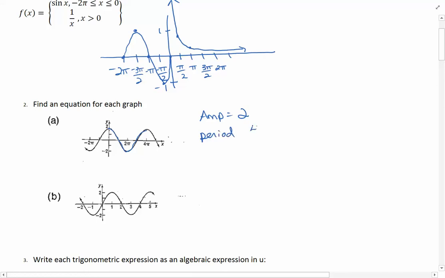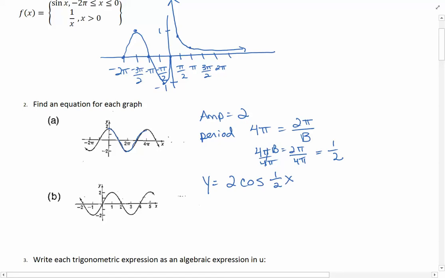is 4 pi. And the formula for the period is 2 pi over b. So you can cross multiply to solve for b here. So you get 4 pi b is equal to 2 pi. Then you divide both sides by 4 pi. And you find that b is equal to 1/2. Okay, and so then you have y is equal to 2 cosine 1/2 x. That would be a nice equation.